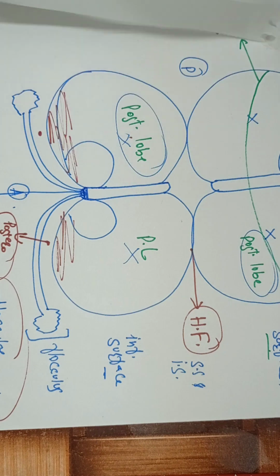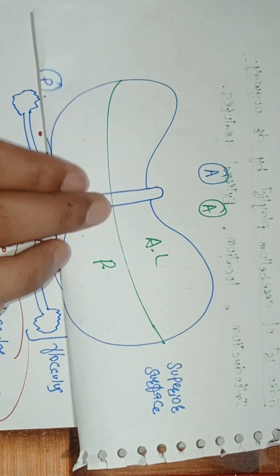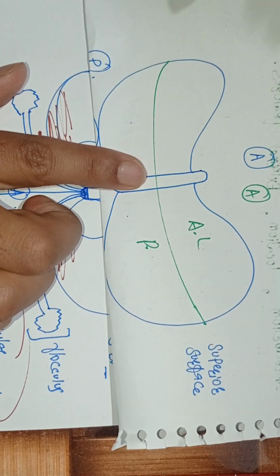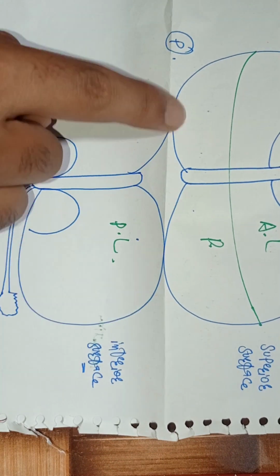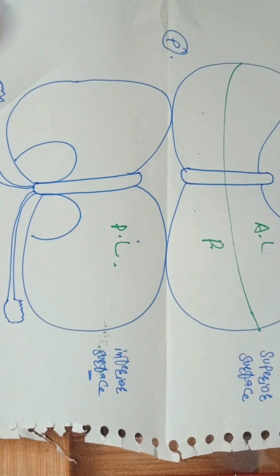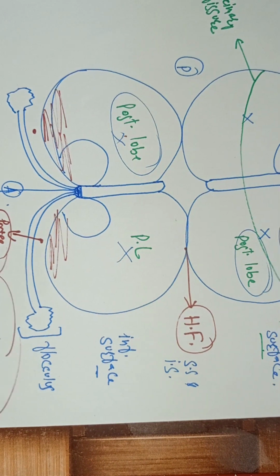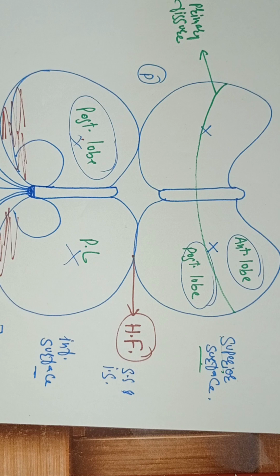As you can see from here, this is the superior surface, and it is divided from the inferior surface by this crease. This is the horizontal fissure. So this is the diagram. Now let's write it down.